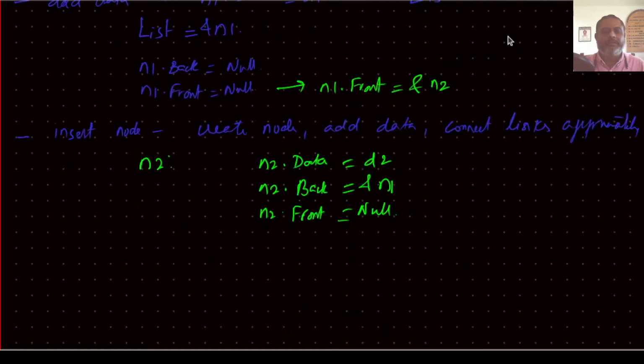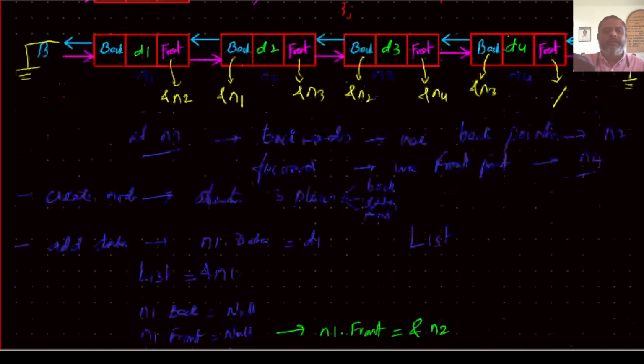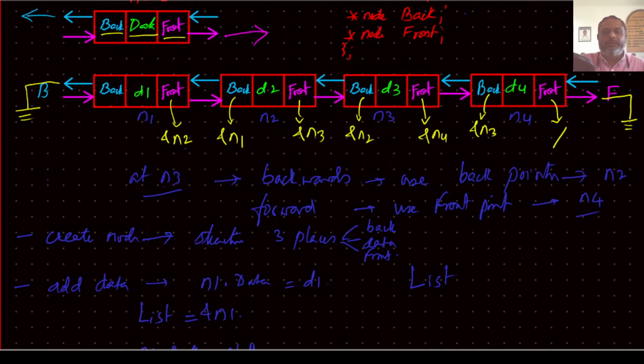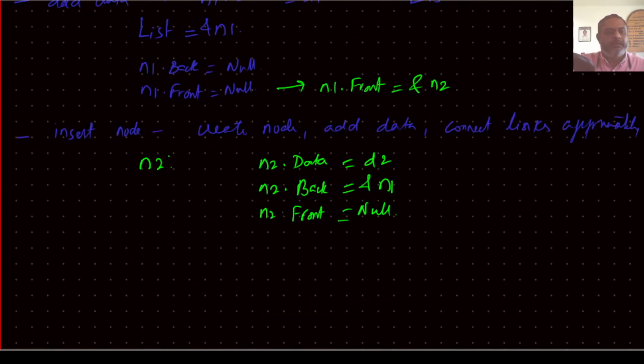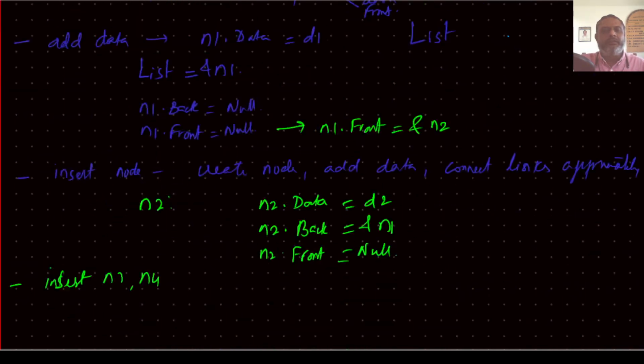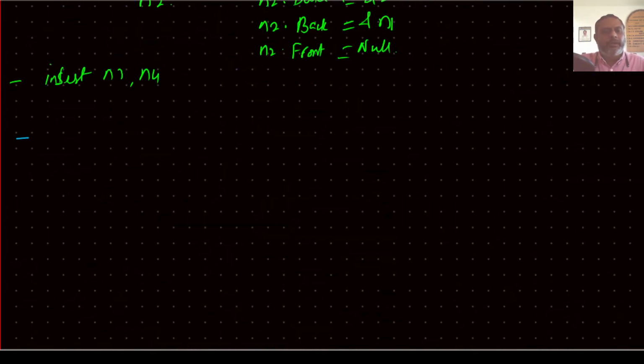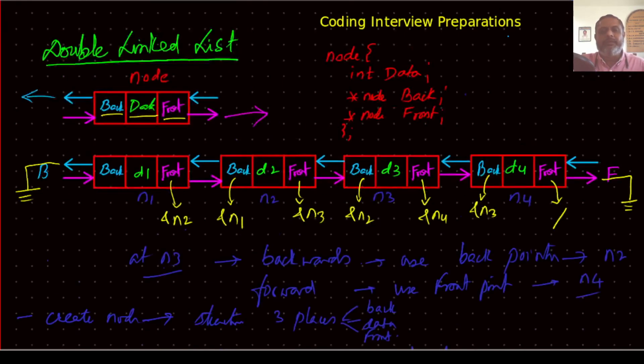Done. What next? What can we do? We assume that d3, d4, n3, n4 are also inserted the same way. Okay, done. What next? Can we delete a node? Yes, of course we can delete. Which one do you want to delete? Say N3.